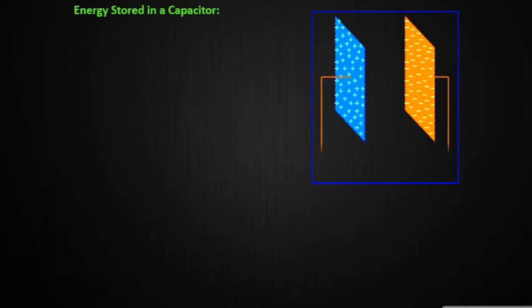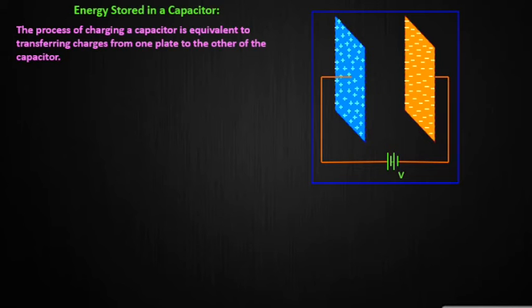We know that a capacitor is an arrangement to store electrical energy. So let us derive an expression for energy stored in a capacitor. For that, consider a parallel plate capacitor connected to a potential difference V. The process of charging a capacitor is equivalent to transferring charges from one plate to the other plate of the capacitor. That's why one plate becomes positively charged and the other plate becomes negatively charged.